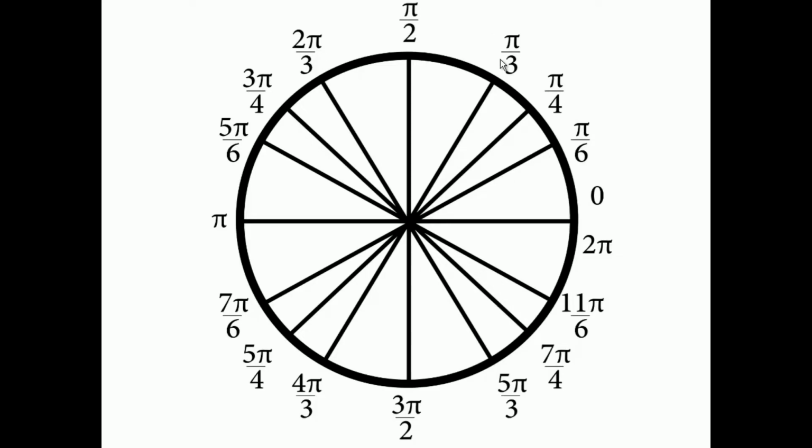Well, let's look at pi over 3, because that's almost 1, right? Pi is 3.14159, etc., and 3 is 3, so pi over 3 is 1.047, etc. Pretty close to 1. So imagine if you took a piece of string, the length of the radius of the circle, and lay it along the circumference starting at 0. It would end around pi over 3, which is 60 degrees.